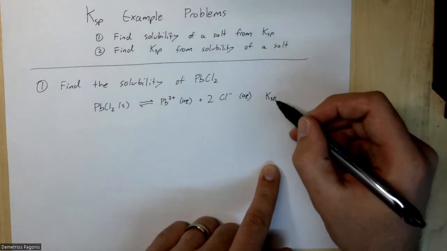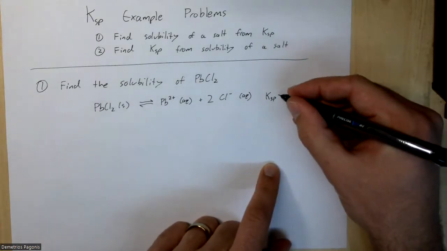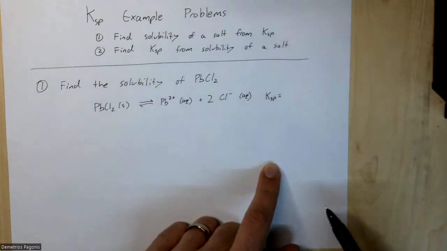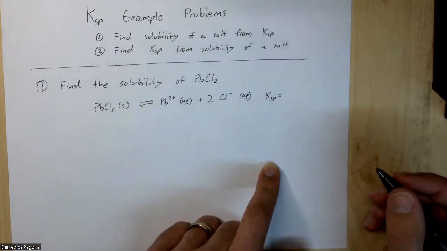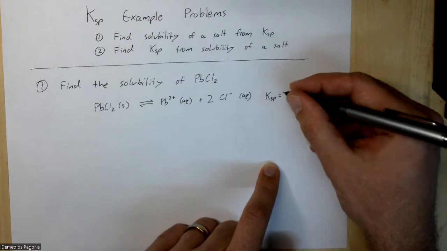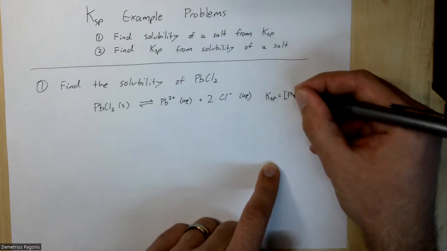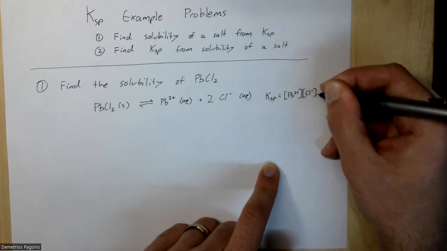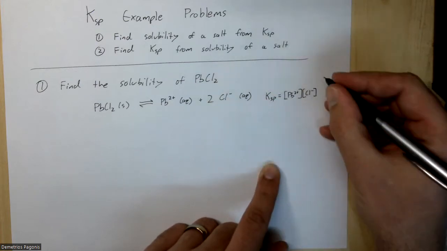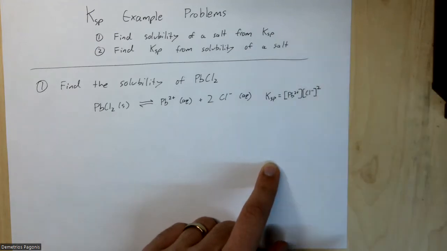And so Ksp, like any other equilibrium constant, is products over reactants, except in this case, our only reactant is a solid, and so we omit it from the Ksp expression. So our products are lead 2+ and chloride minus, and because the stoichiometric coefficient of chloride is 2, chloride is squared in the Ksp equation.